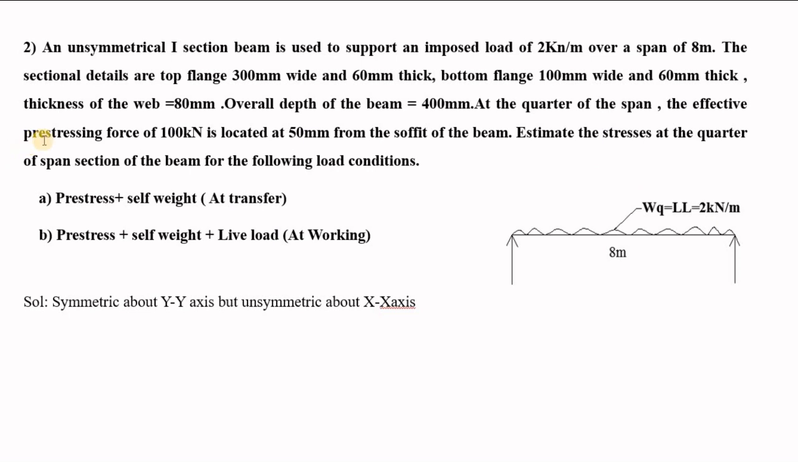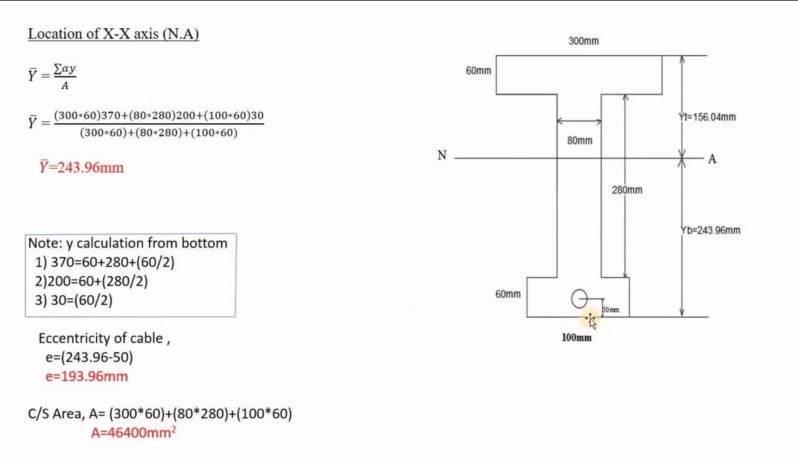They are telling the effective pre-stressing force of 100 kilonewton is located at 50 mm from the soffit of the beam. See here, 50 mm soffit means, as I already told, it's from the bottom. So from the bottom at the distance of 50 mm, this is a tendon, whatever this round circle shape I have drawn, this is nothing but a tendon. The tendon is located from the bottom of the beam at the distance of 50 mm.